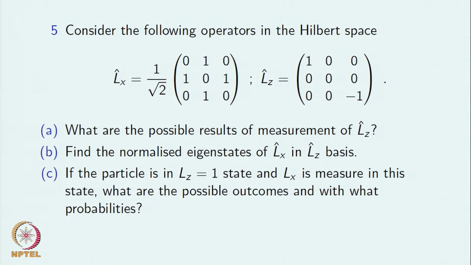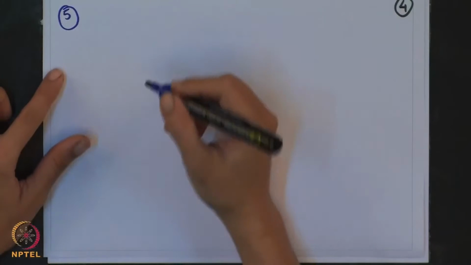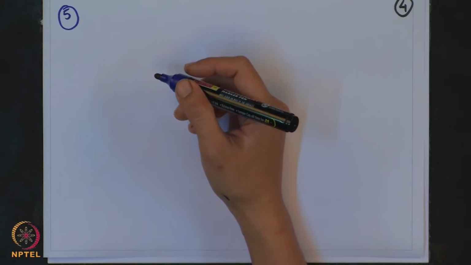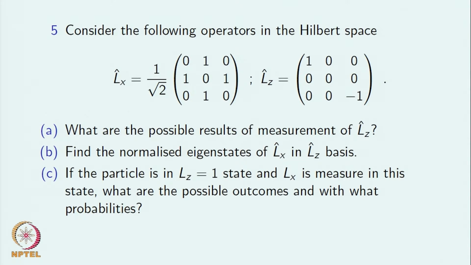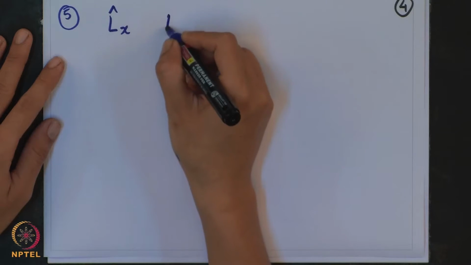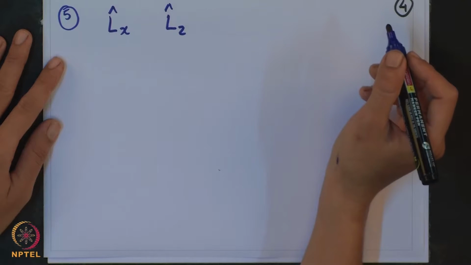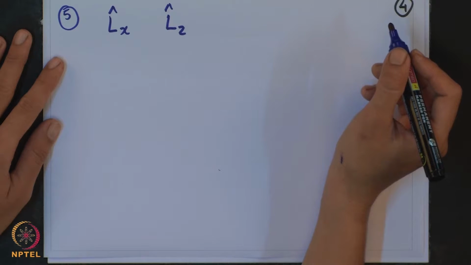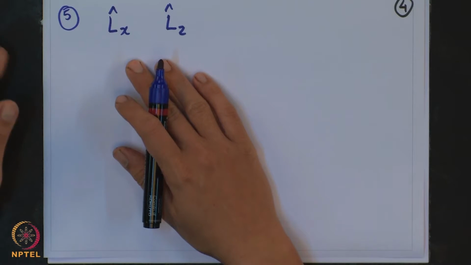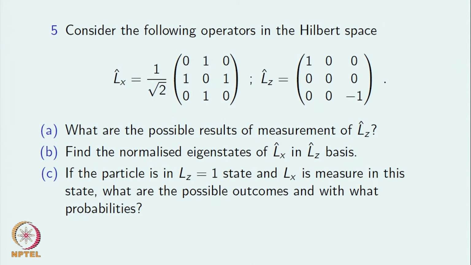Okay, the fifth problem is based on the orbital angular momentum operators Lx and Lz. Now, we have already seen, since the first tutorial, that we are trying to calculate the eigenvalues and eigenfunctions, the wave functions. You can do this computation by yourself, but let me give you some hints.